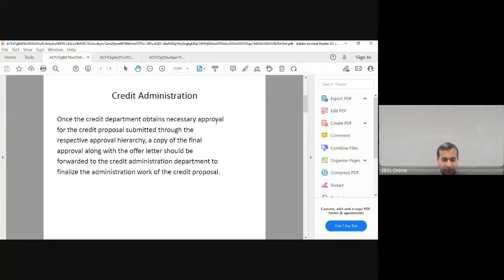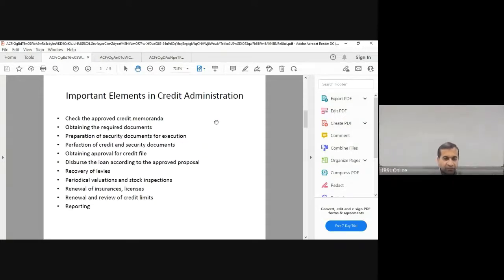So a copy of the final approval along with the offer letter needs to be handed over to the credit administration department to finalize the documentation part of it. What are the important things? Check the approved credit memorandum or other credit proposal and the list of securities. Because along with the credit memorandum, there is a security checklist. The documents or the securities need to be obtained for the particular proposal. So you have to obtain all the required documents, not only security documents, but loan documents, general documents, and the security documents.